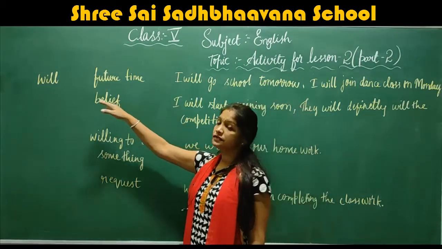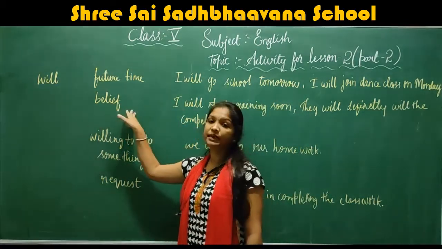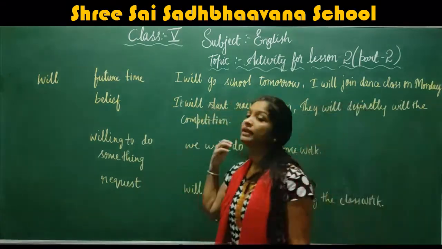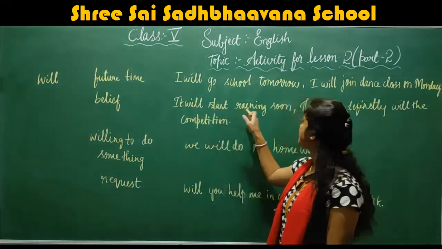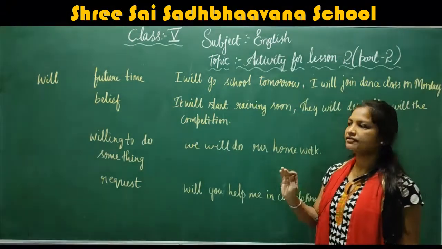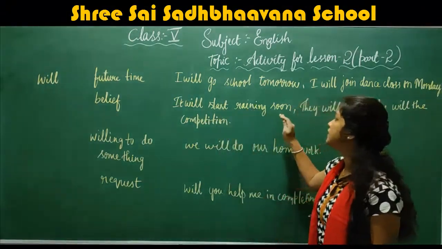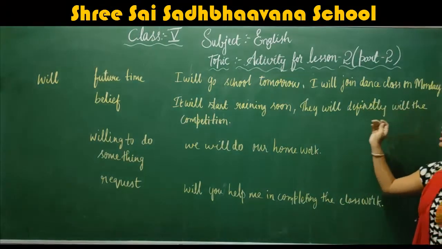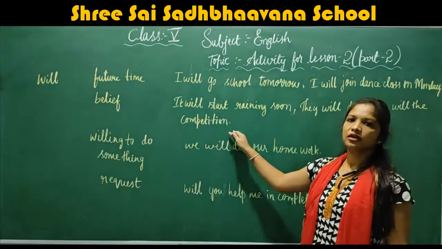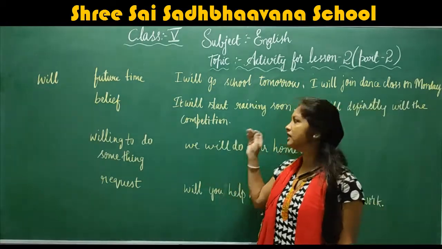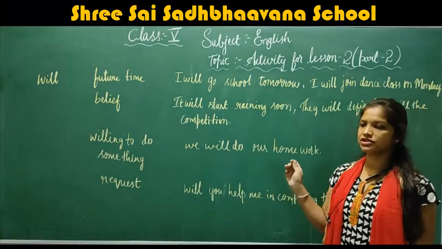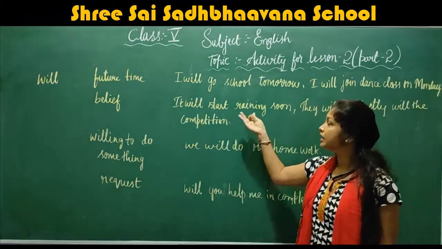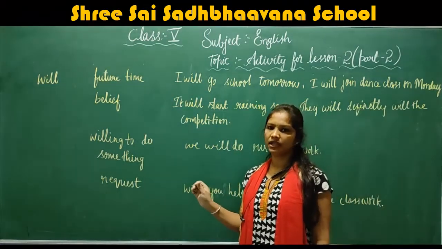Now when we use will in the form of belief, the sentence will be, it will start raining soon. This is a belief. Another example will be, they will definitely win the competition. Here we are believing that they will definitely win the competition. Also in the first example we believed that it will start raining.